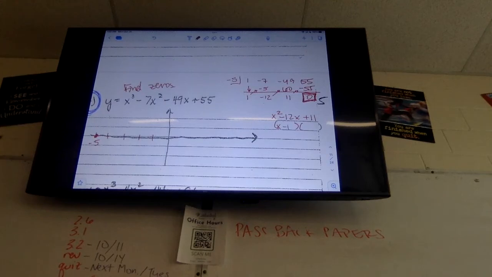X minus 11 and x minus 1. Good. X minus 11 and x minus 1. Negative 11 and negative 1 multiply to be positive, and then negative 11 plus negative 1 is negative 12. So that means my other 2 zeros should be at 1 and 11.